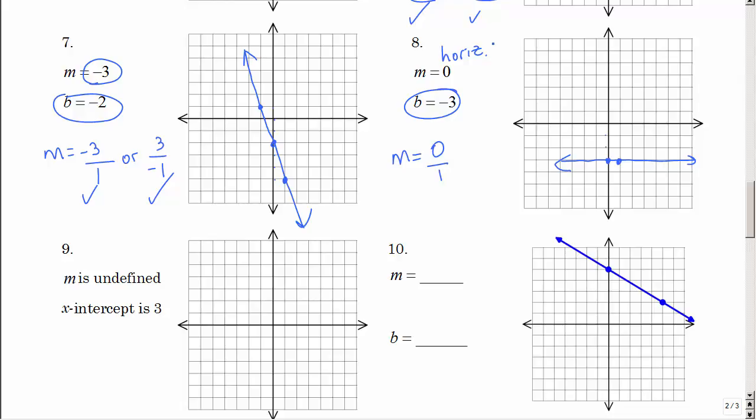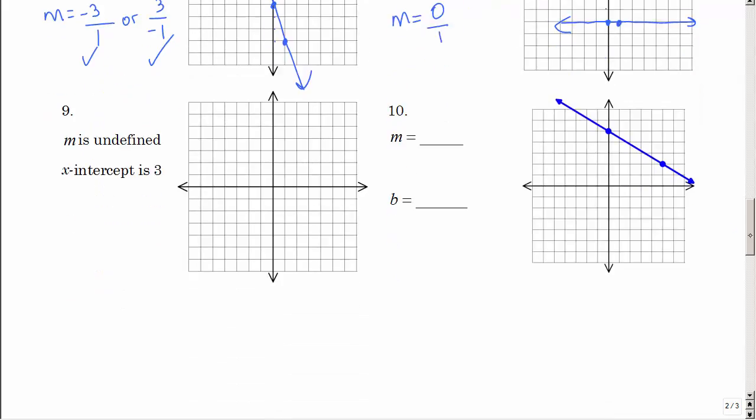Horizontal, 0. And the reason why I say that is because you cannot make this into a fraction. It's undefined. It doesn't exist. It's just not anything. And this time they didn't give me B. They gave me an x-intercept. So my x-intercept is positive 3. Slope is undefined. You just have to know that that is a vertical line that's going to go through this one point.